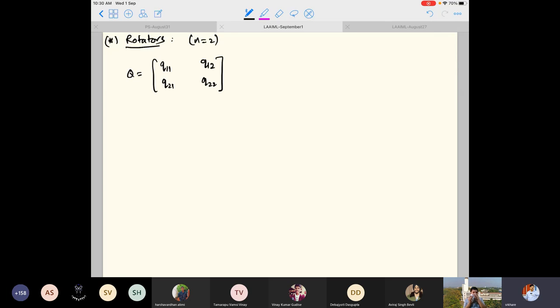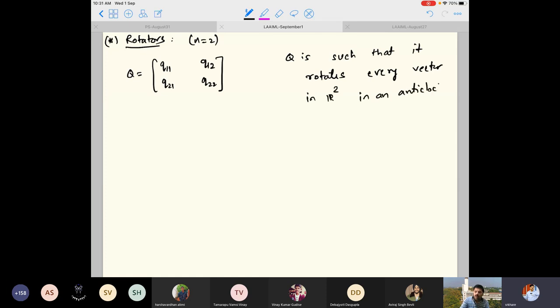And this matrix I want to find. Okay, so Q is such that it rotates every vector in R2 in an anti-clockwise direction by an angle theta. That's what it is doing.